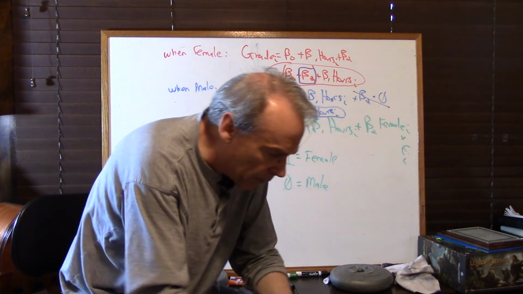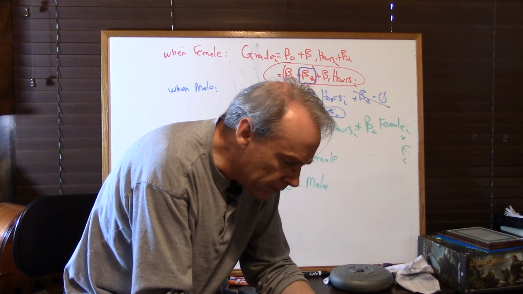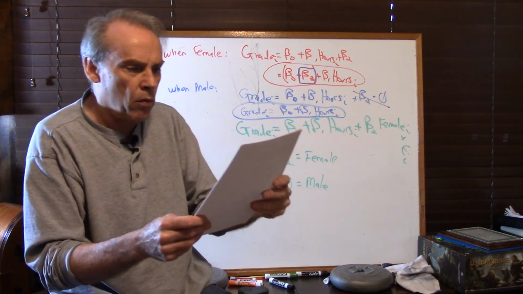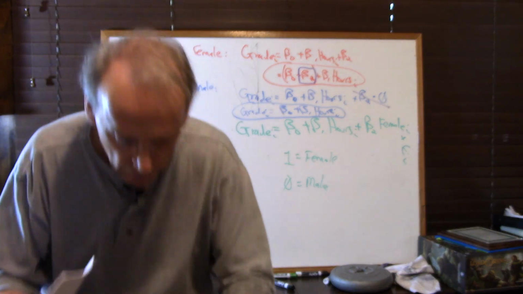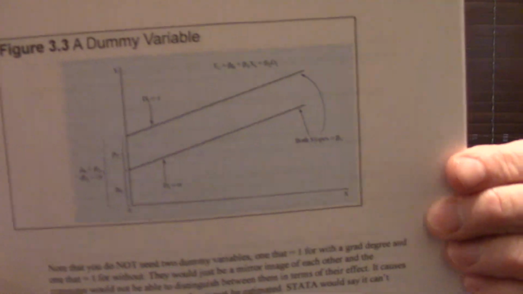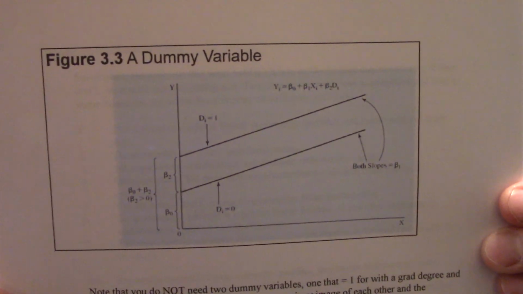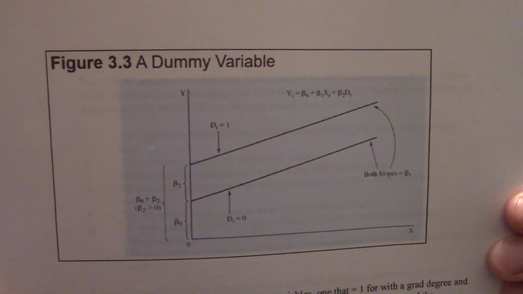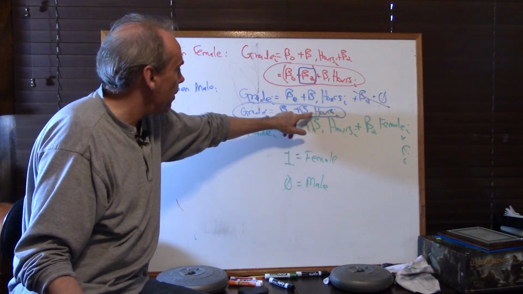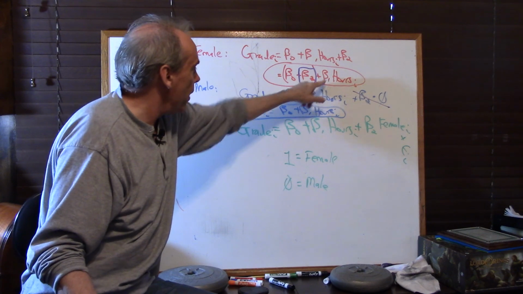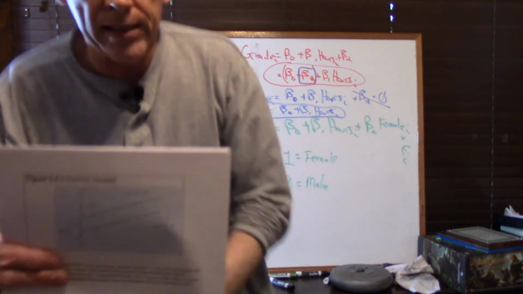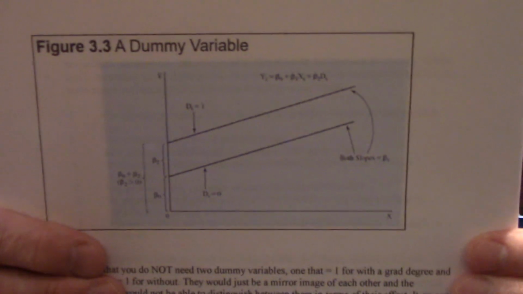Let me illustrate that. Let me see if I've got this drawn out here. Yeah, I do. As a matter of fact, it works for exactly what we just did. This is in the book. It is, in fact, figure 3.3. And what it's showing is that in this regression equation, we are assuming they both have the same slope. Look, they both have the same slope. The slope is beta sub 1 in both of them, the same number. So it has the exact same slope. The difference is the intercept.